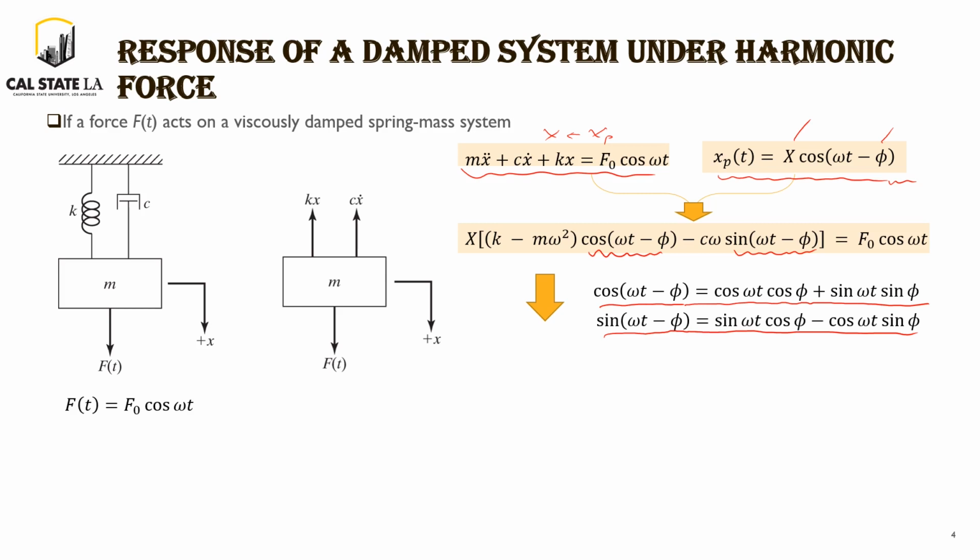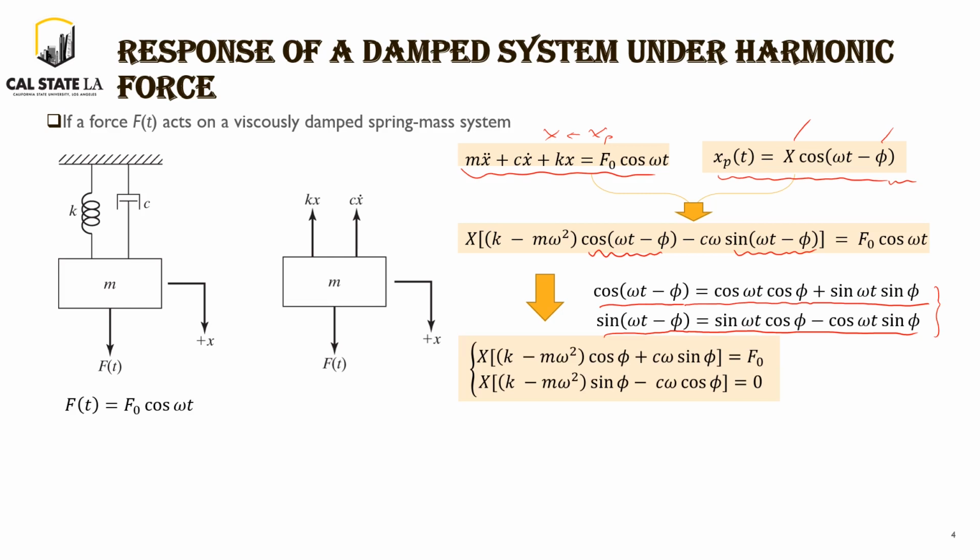Plug this result back into the above equation, and that will give us two equations. How do we get the two equations? Because on the right-hand side we have some magnitude F0 and a cosine function. For the left-hand side to be equal to the right-hand side, it requires the coefficient for the cosine function to be equal to F0 and the sine coefficient to be 0. The cosine omega t on the right-hand side doesn't have any phase shift, doesn't have a phi. This is how we get this conclusion.